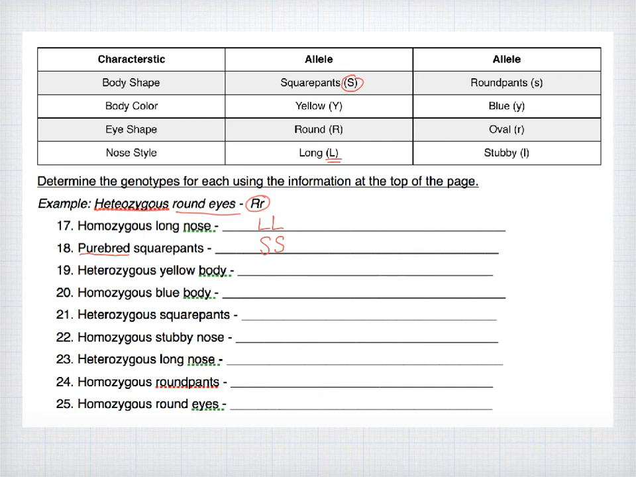Okay, again, so 19 through 25, you're going to do those on your own. Make sure you're very aware of what's heterozygous or homozygous. Know that if it's heterozygous, you're going to have one dominant, one recessive allele. If it's homozygous, you'll have both of the same alleles. And if it says purebred, that means homozygous. Okay, good luck. Make sure to scan all the notes as well as the notebook paper with questions 1 through 25 and submit it to Blackboard before the due date at 7:30 in the morning.